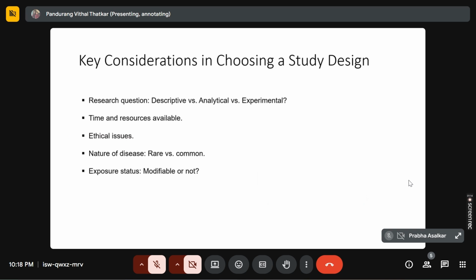Okay. And these are the key considerations while choosing a study design. The research question, descriptive versus analytical or experimental, then time and resources available, ethical issues, nature of disease, rare versus common, and exposure, whether it is modifiable or not. These are the key considerations while choosing an appropriate study design.